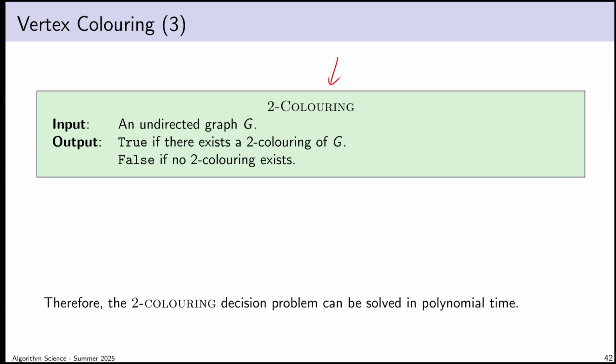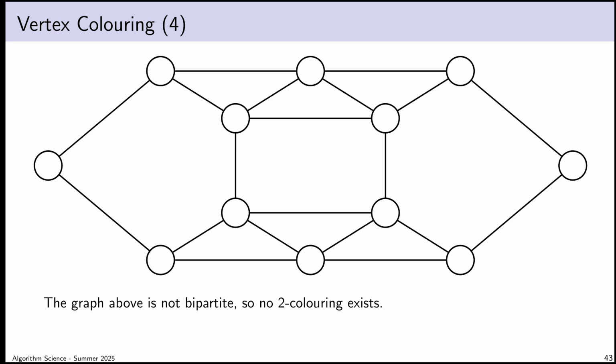The problem is called two-coloring. I give you an undirected graph, and I ask you a yes or no question: is there a two-coloring? That is to say, is the graph bipartite or not? And we can solve that in polynomial time. Okay, fair enough. What about graphs without a two-coloring? Here is a graph that is not bipartite and therefore has no two-coloring. One way we know it's not bipartite is that it contains a cycle of odd length. If you want to know more about that property, go back and look at lecture 27. This graph is not bipartite because it contains an odd length cycle, and no two-coloring exists.